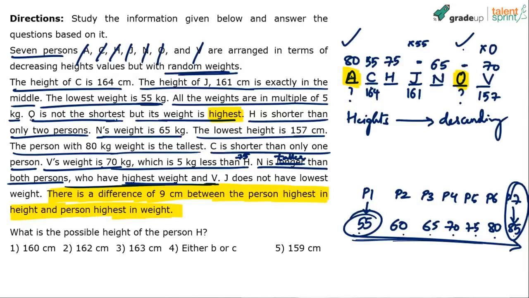Anyway, let's try and answer the questions with whatever filling we have done here. What is the possible height of person H? See, H is between 161 and 164, and this is in the sequence, right? So H can be 162 or 163. It cannot be 160 or 159, because it should be between 161 and 164. So 162 is possible, 163 is also possible. So either B or C, meaning either option 2 or option 3. 4 should be the answer, right?